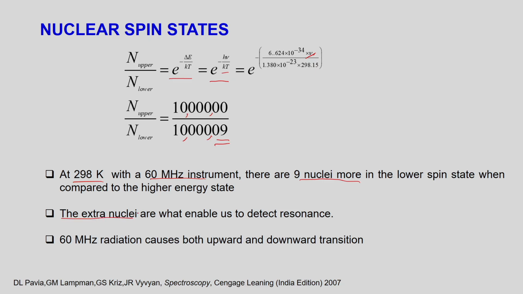These extra nuclei are what enable us to detect resonance. Kindly note this, because the issue is that when this radiation occurs, it will cause both downward and upward transitions, since the levels are populated at room temperature. There will always be some nuclei present in the upper state and in the lower state, but which nuclei are giving us the net spin transition? It is those 9 nuclei, otherwise everything remains the same. Please keep this in mind.